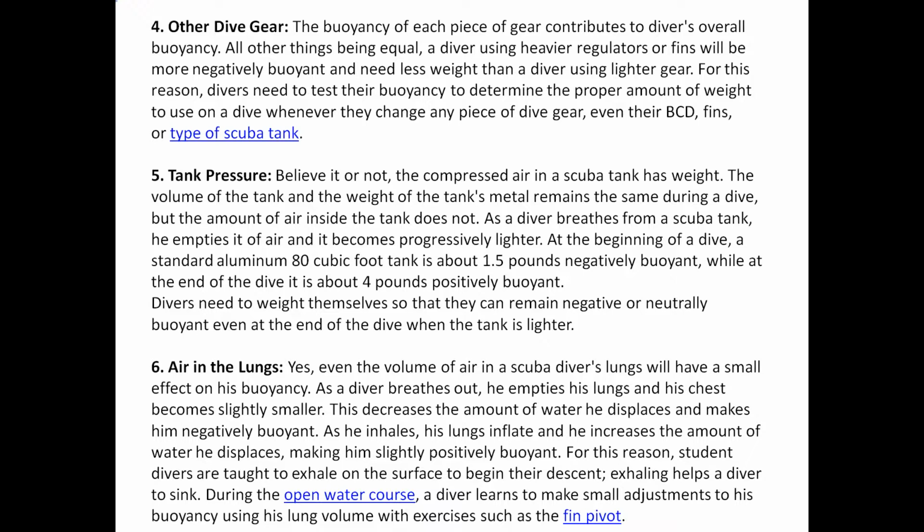During the open water course, a diver learns to make small adjustments to his buoyancy using his lung volume with exercises such as the fin pivot.